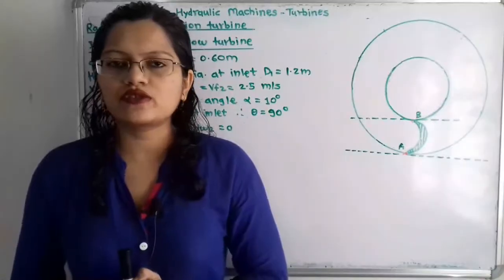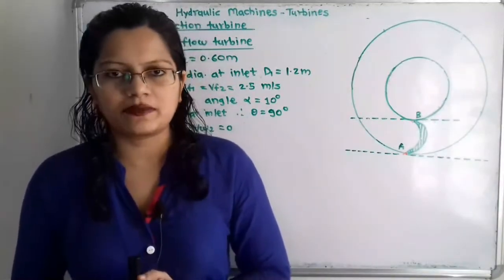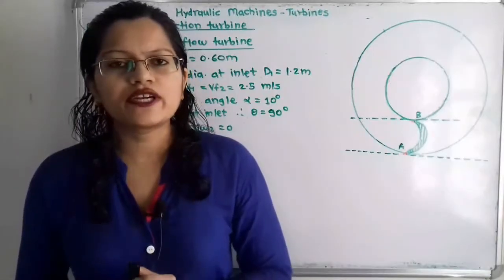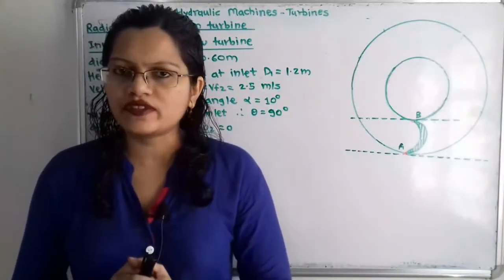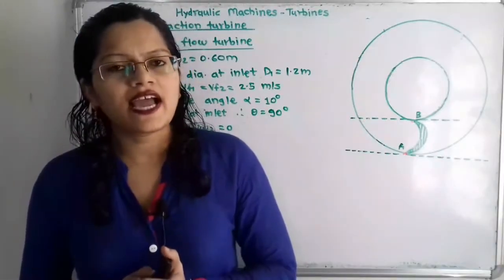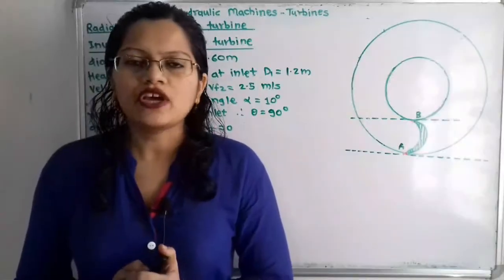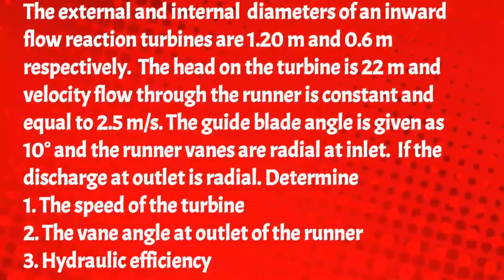Today we are going to solve a problem on inward radial flow in a reaction turbine. In this video we are going to find out the speed of the turbine, then the vane angle at the outlet as well as the hydraulic efficiency with the help of the velocity diagram. So first I will read the given problem.